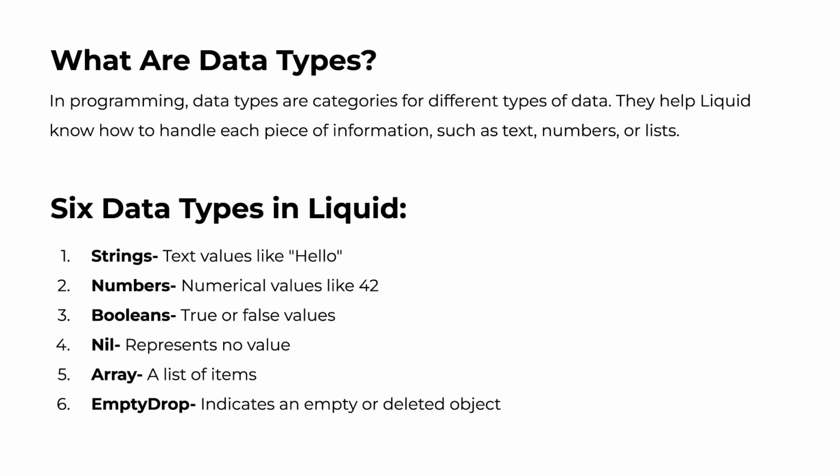In programming, data types are simply categories for different types of data. They tell Liquid how to handle each piece of information, like text, numbers, or even lists. Liquid output can be one of 6 data types: strings, numbers, Boolean, nil, array, and empty drop.